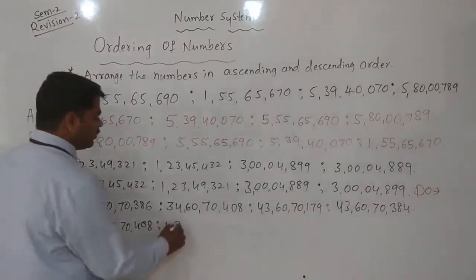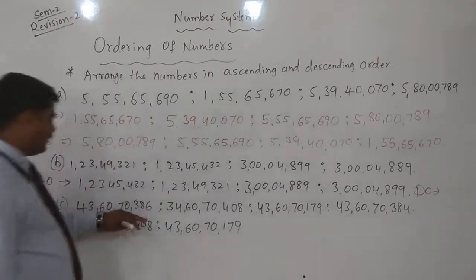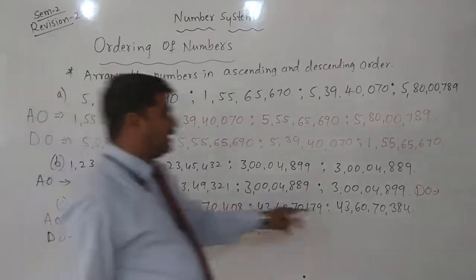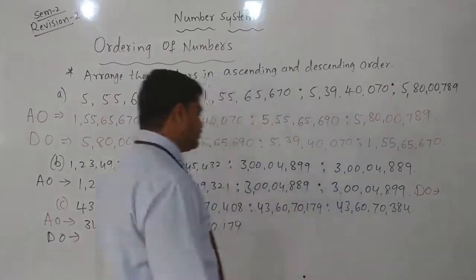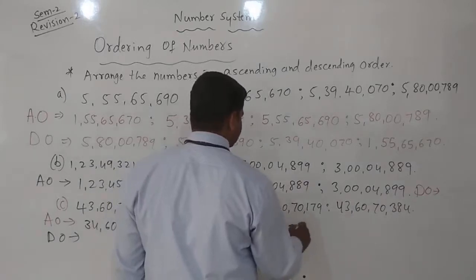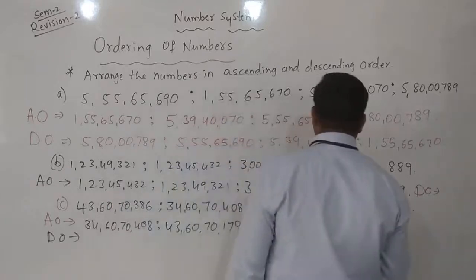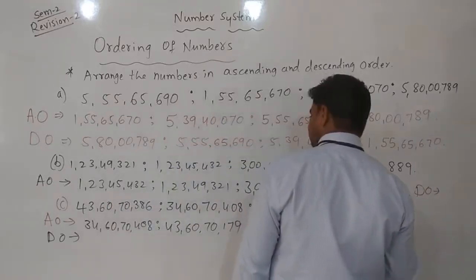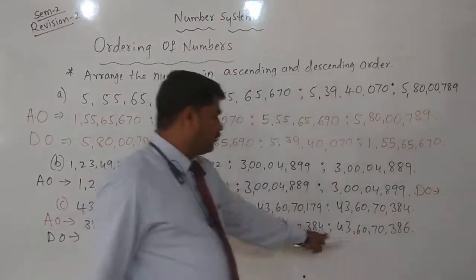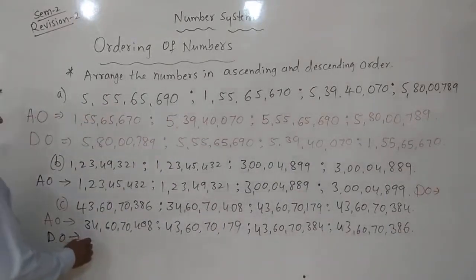We can write 43 crore 60 lakh 70,179. Compare the first number and the last number. Here 386, 384. Then 84 is the smaller one. Then you can write 43 crore 60 lakh 70,384. Next, the biggest number is 43 crore 60 lakh 70,386. Only one place, this 4 and 6, is the difference. We can just reverse it and write the descending order.